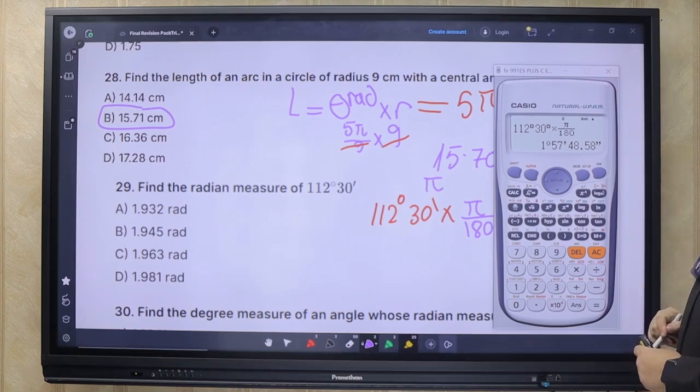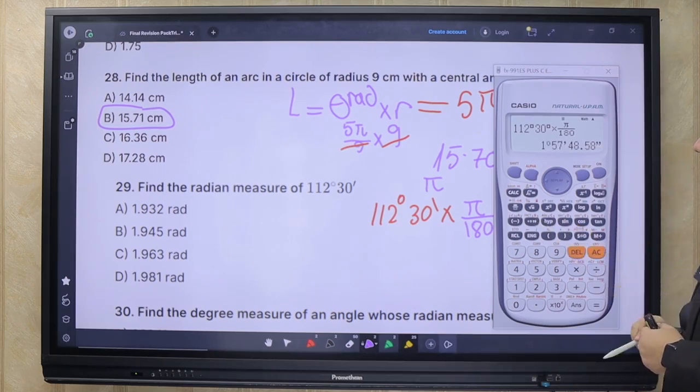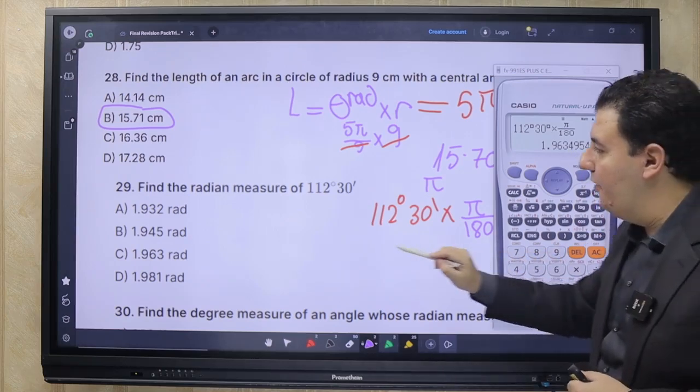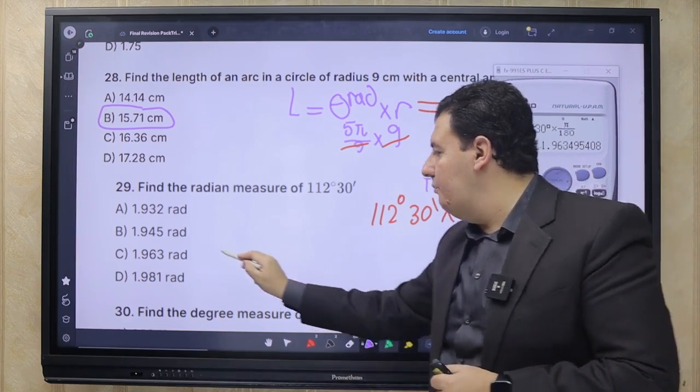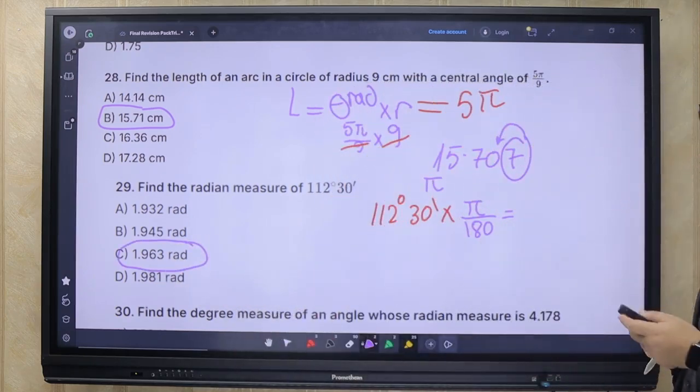It equals 1 degree 57. I want to convert it into decimal. Now it will be converted to 1.963. This radian measure equals 1.963. Okay.